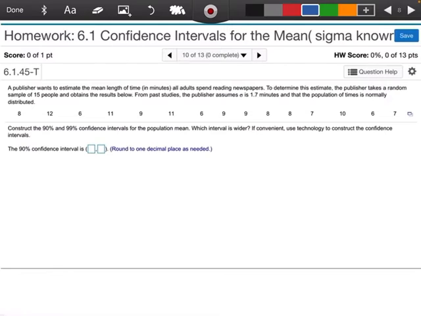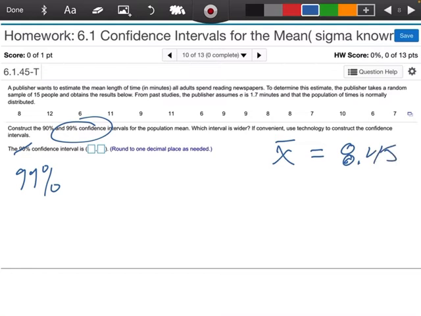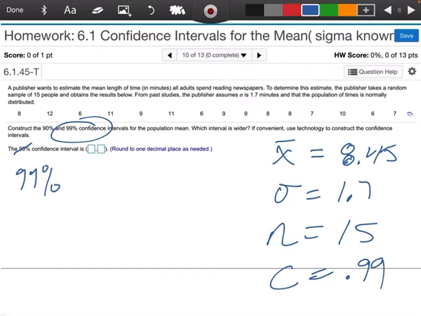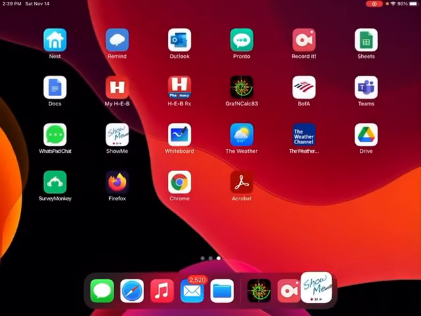And then the second part says, let's do the same thing, but for a 99% confidence interval, okay? So I'm just going to change this here to 99%. Okay, so my X bar, we still had 8.45. Our sigma was still 1.7. And my n was 15. Now my confidence interval is going to be 99%.